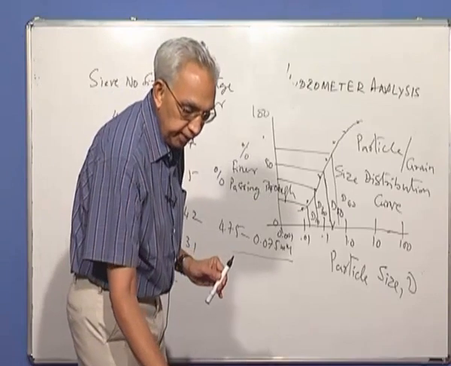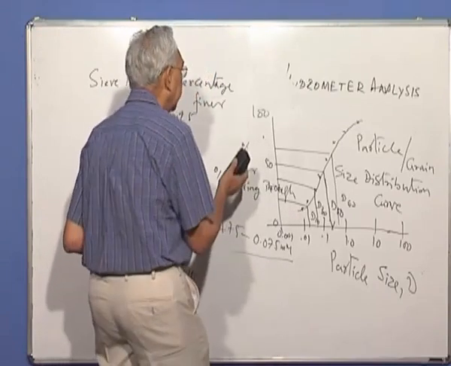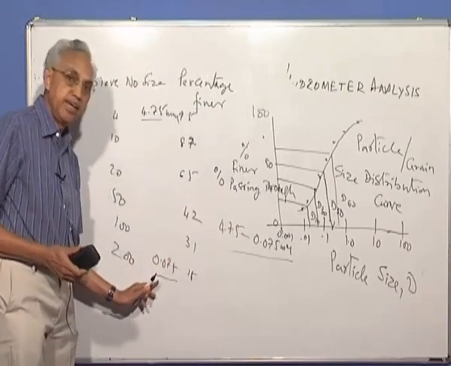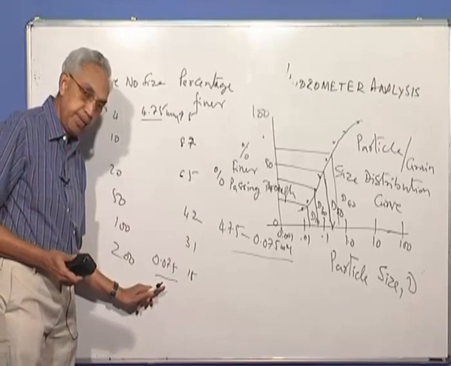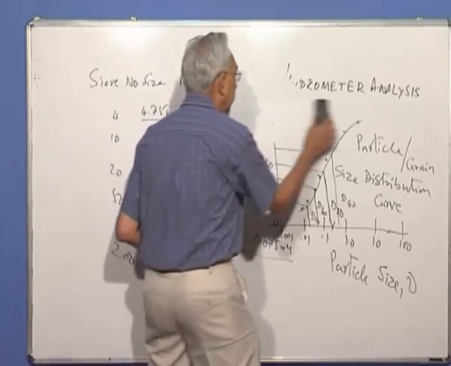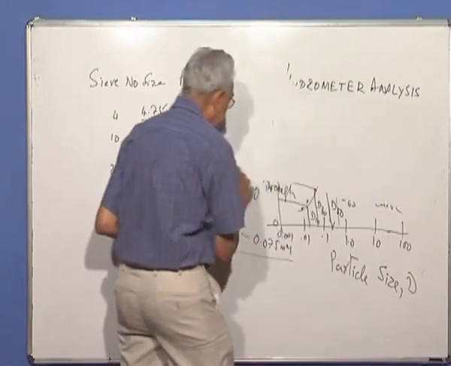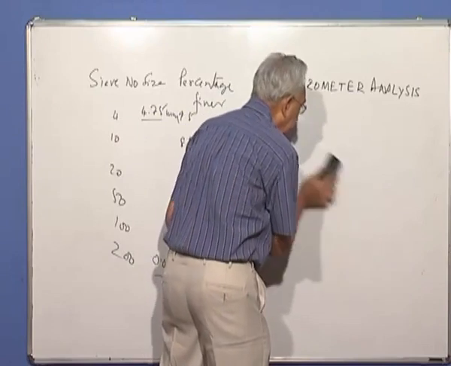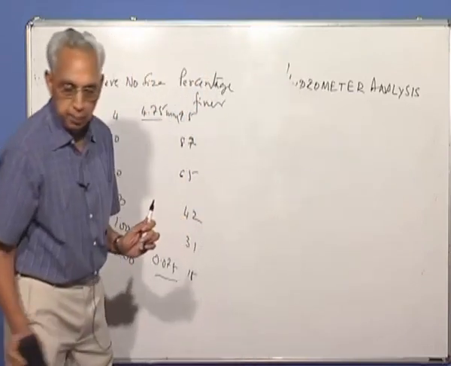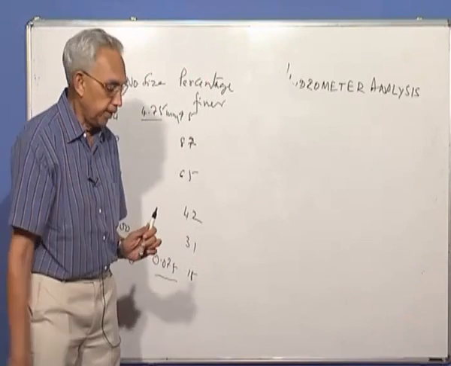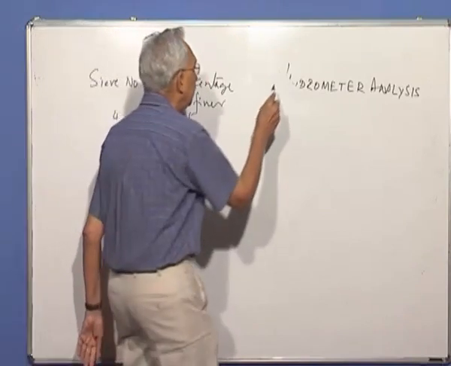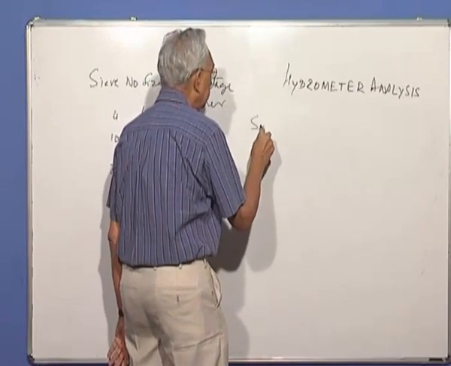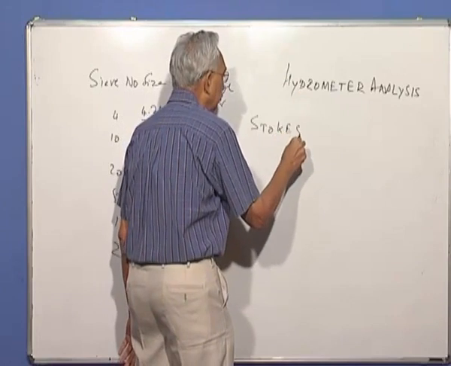I'll come to some definitions with respect to them a little later. But my next point would be, what do I do for particles finer than 0.075 millimeters? If the soil is very fine, very small, as I said, you cannot even see with the naked eye. We may need a microscope to see. But I cannot count them. How many are there in, say, 50 grams or 100 grams? So we use a very simple principle of hydrometer analysis, and the principle used is Stokes' law.